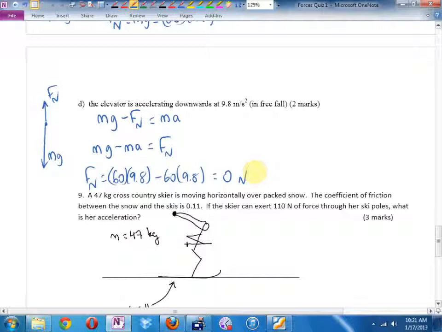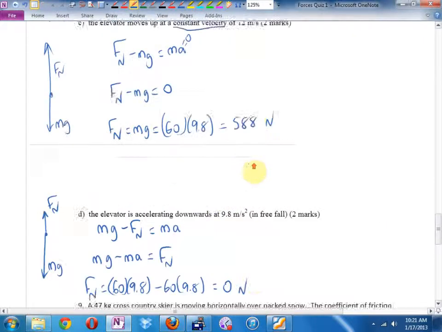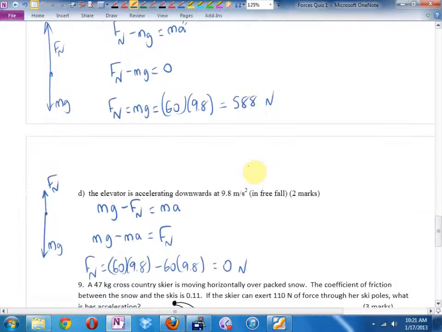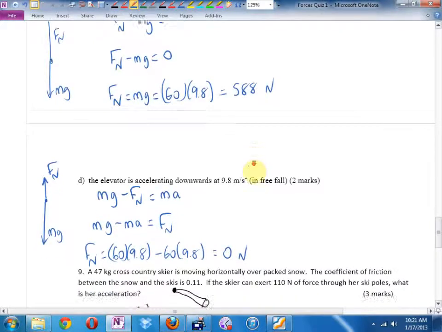Now, if you didn't show your work, if you just read that, by the way, and you said, it's 0, full marks, 2 out of 2. Same with C. If you read, hey, constant velocity, I know that means that you're just going to feel mg. Great, I'll give you full marks, but this is how I would prove it if I needed to.